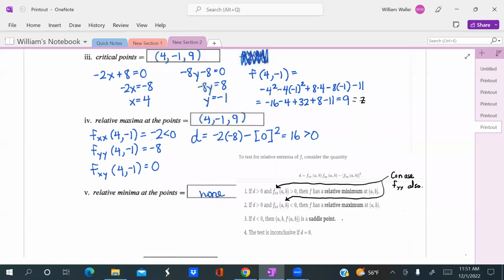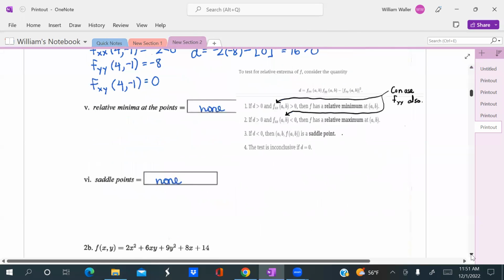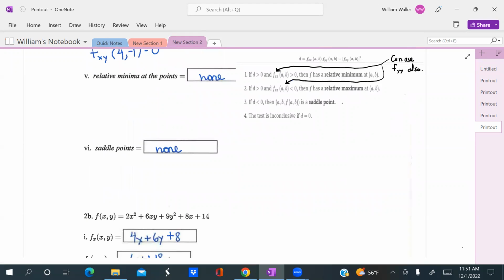So that's why I filled in this box, right? We have a relative maximum at our critical point (4, -1, 9). Since that's the only critical point, that means we don't have any relative minimum, because there's no possibility for a minimum, and we don't have a saddle point either, right? So again, if you can just remember this test, and you're not getting sloppy at computing your partial derivatives, then it's pretty easy to apply the test and get the right answer here.